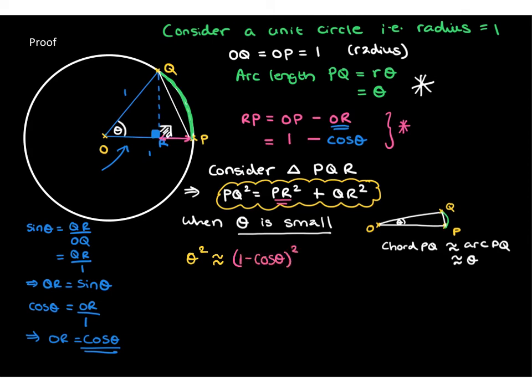And then the last part of this is QR squared. And I know about QR because I worked it out over here. So that's sine theta all squared, or sine squared theta, which is the neater way of writing it.